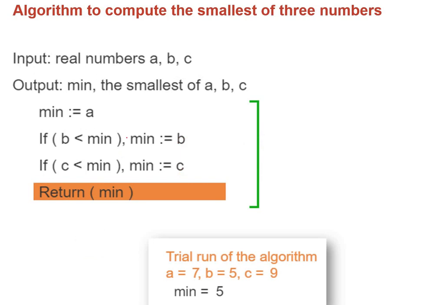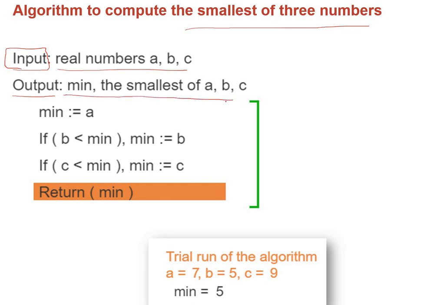Okay, now in this algorithm, you're computing the smallest of three numbers, right? So now the way you write the input and output statements, as I said, the pseudocode is a language between computer language and English, right? So the input statement is basically plain English, where you say, okay, real numbers A, B, C are the input, and the output is going to be the minimum, the smallest value amongst these three numbers.